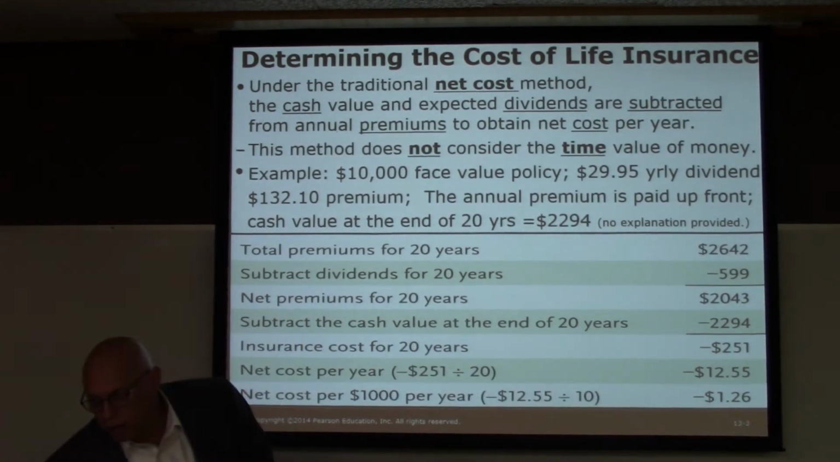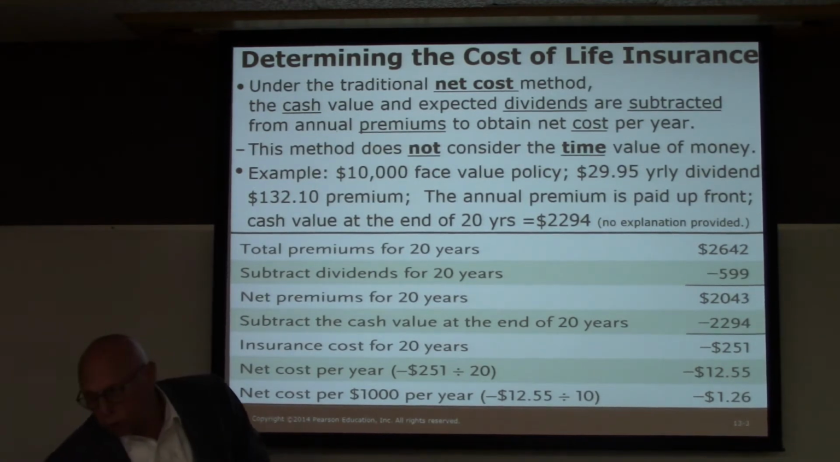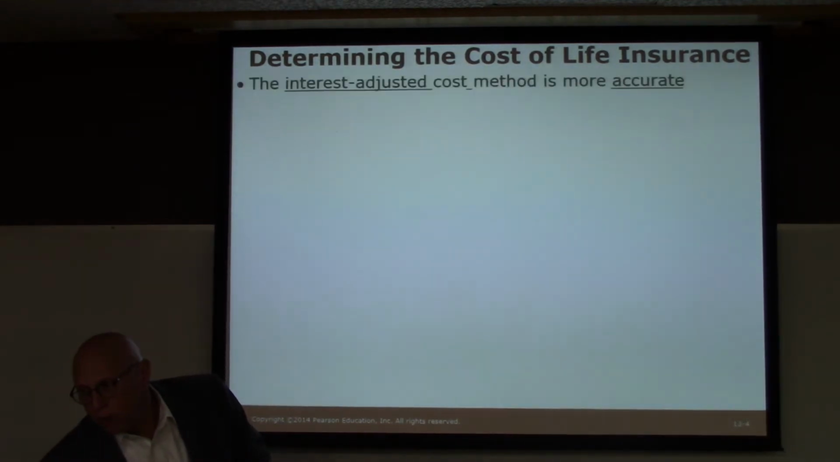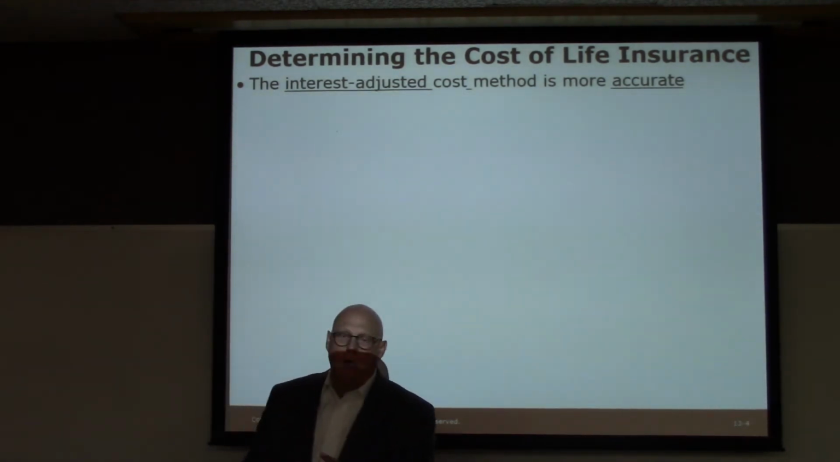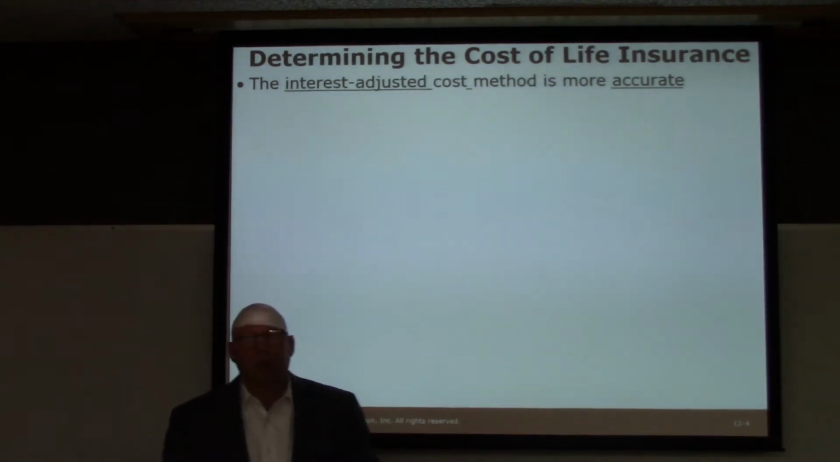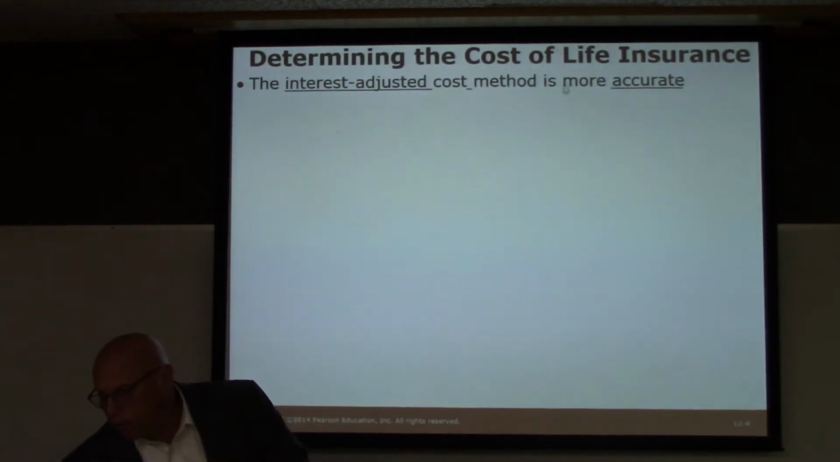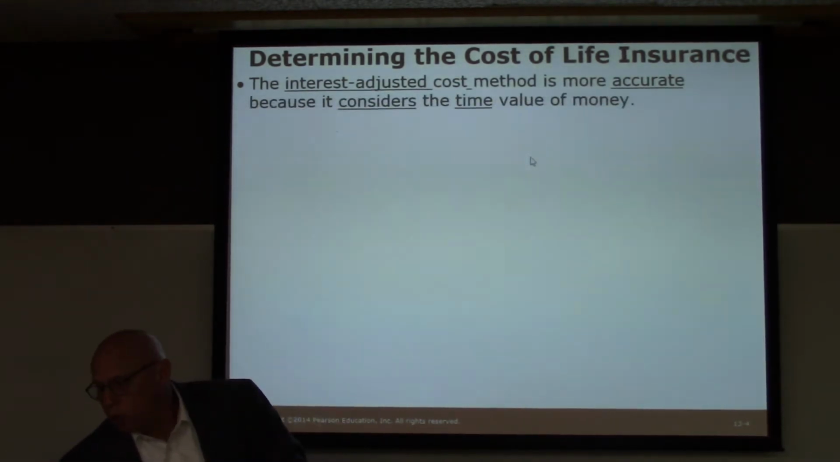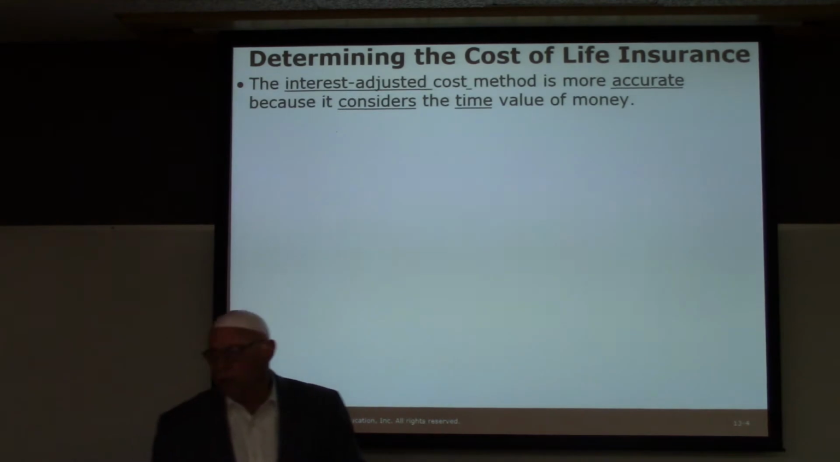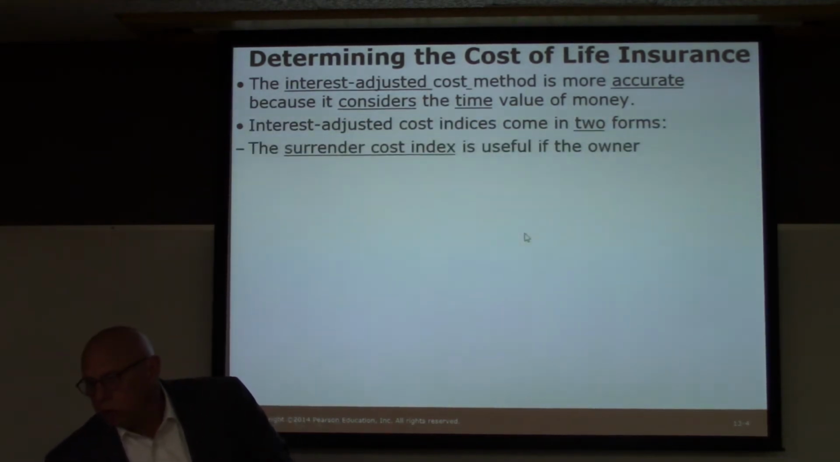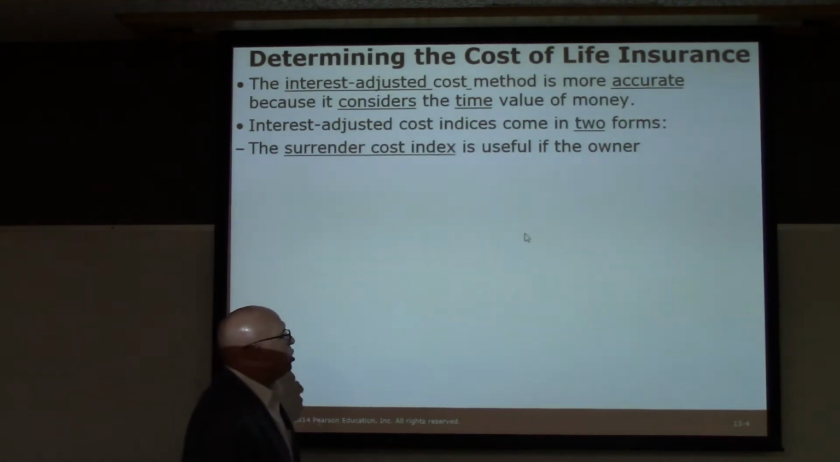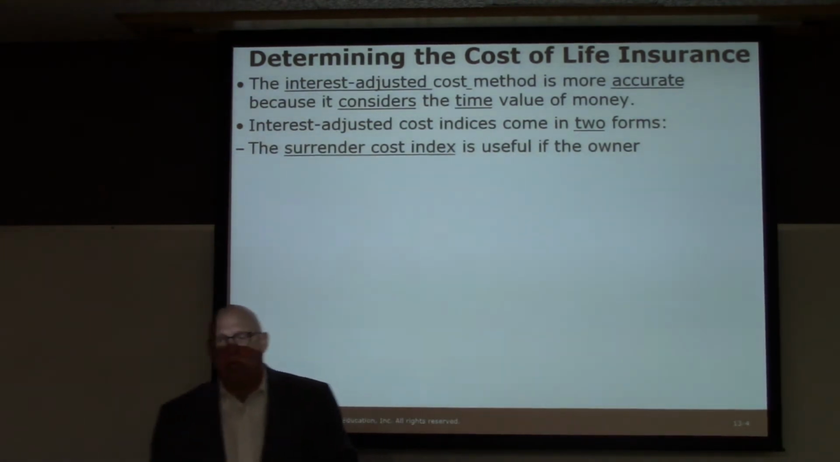But this is a flawed analysis. A lot of people look at it this way, but it's a flawed analysis. All right. Now you have the interest-adjusted cost method, and this is a much more accurate way of calculating your actual cost of insurance. It does consider time value of money.